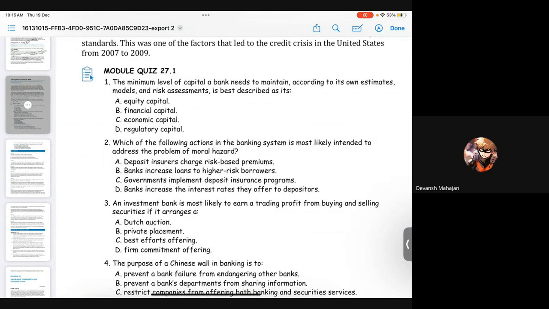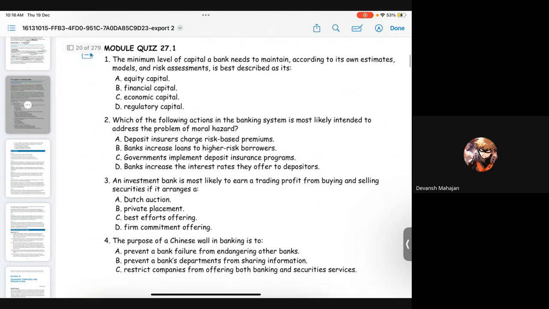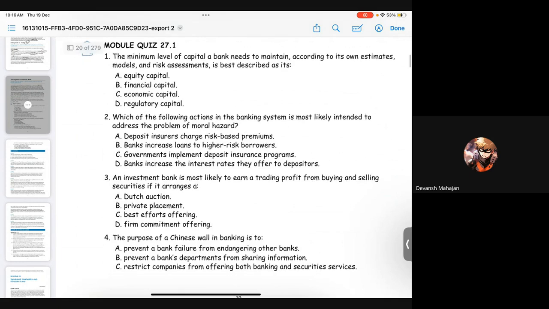First one: the minimum level of capital a bank needs to maintain according to its own estimates, models, and risk assessments is described as economic capital. Very good. Which of the following actions is most likely intended to address the problem of moral hazard? Charge risk-based premiums to deposit insurers, banks increase loans to higher risk borrowers, governments implement deposit insurance programs, or banks increase the interest rates they offer to depositors. Moral hazard, which one will address it? Charging risk-based premiums. Correct.